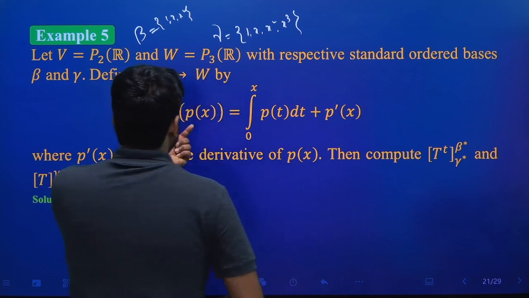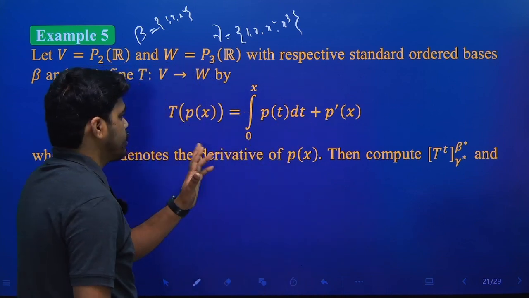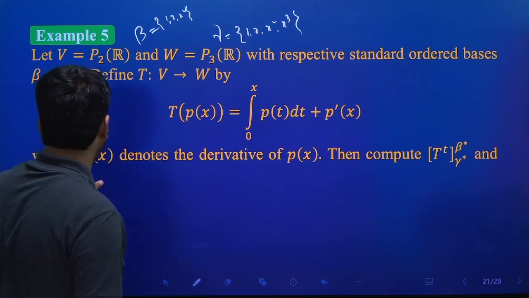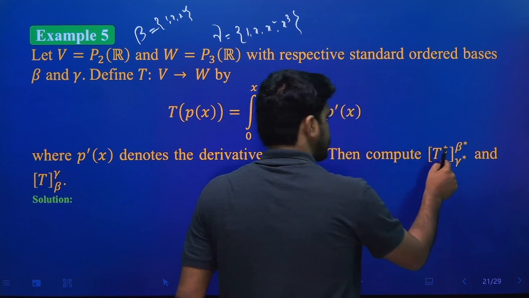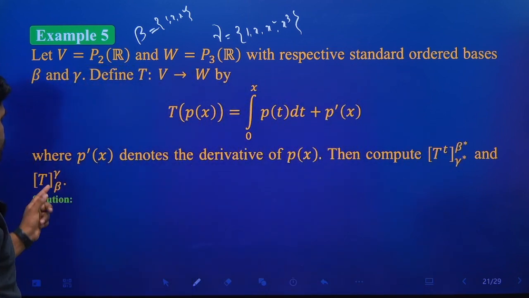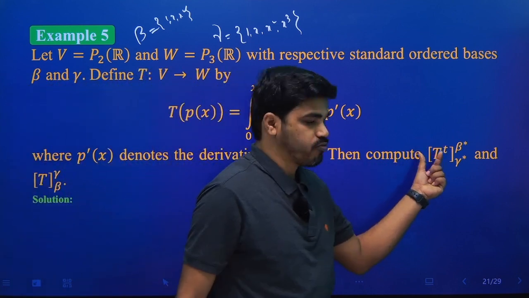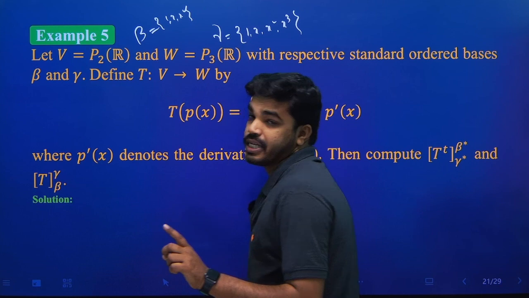How can the mapping be defined? T(P(x)) is equal to the integral from 0 to x of P(t) dt plus P dash x. Okay, I think you can solve this problem. P dash x denotes the derivative of P(x). Then compute T transpose from gamma star to beta star and the matrix of T from beta to gamma, that is the matrix representation of T transpose and the matrix representation of T.